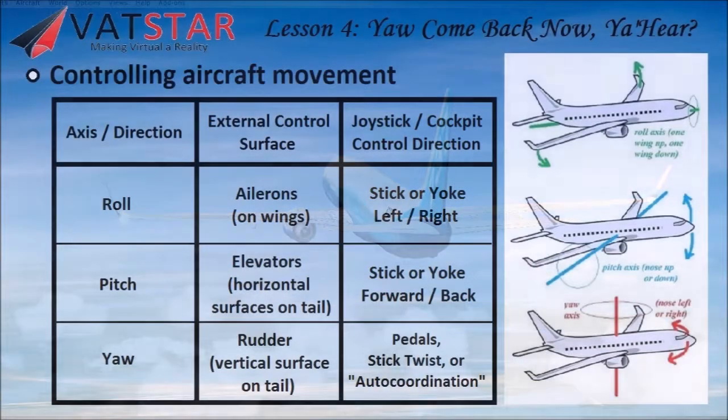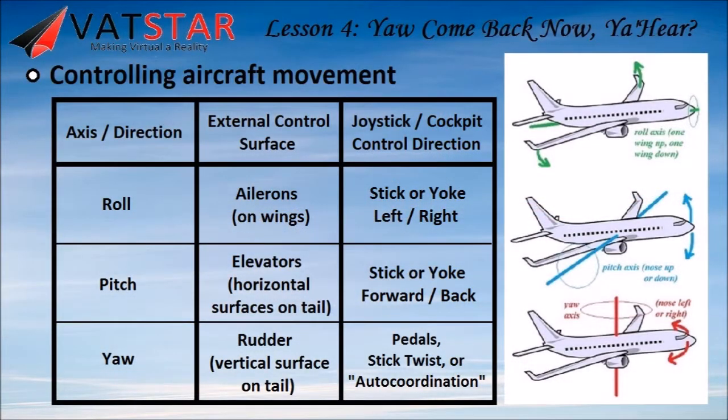Now, if you don't have pedals and you don't have a twist axis on your joystick, that's okay. A lot of beginners don't, and even some long-time sim pilots don't. There's a sort of cheat in the control settings of most simulator software. It's called auto coordination. Having that option active is essentially going to create an artificial link between your ailerons and your rudder, so that moving the stick from side to side is going to control both at the same time.